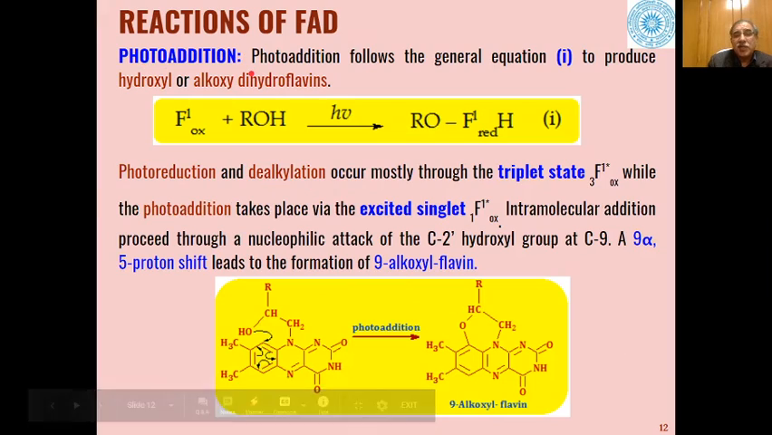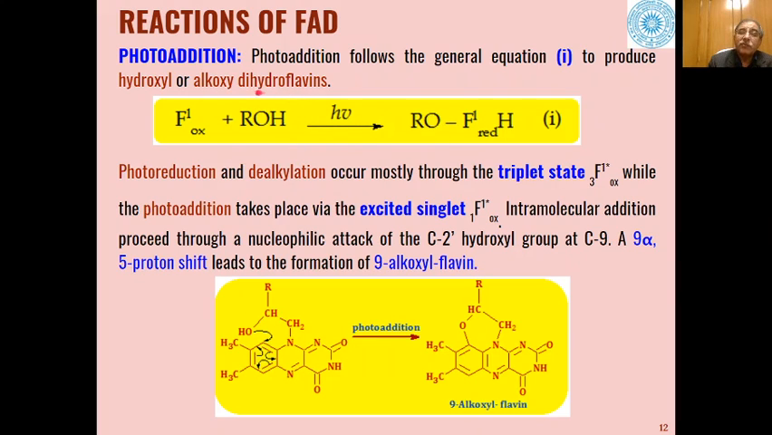Then photoaddition can also take place. Photoaddition takes place in this way that when flavins in their ground state, they are oxidized with alcohols under UV light, we will get these types of hydroxy or alkoxy dihydroflavins as the product. So these types of reactions, they are called as photoaddition reactions.